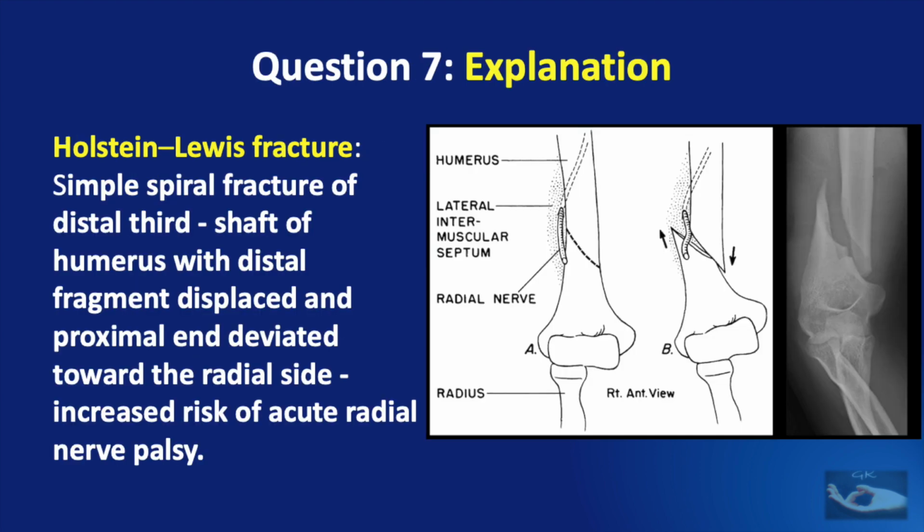The Holstein-Lewis fracture is a simple spiral fracture of the distal third of the shaft of the humerus, with the distal segment being displaced and proximal end deviated towards the radial side. So there is an increased risk of acute radial nerve palsy.